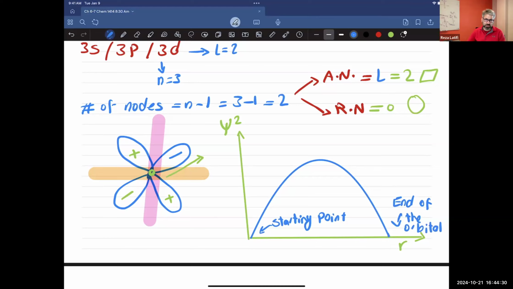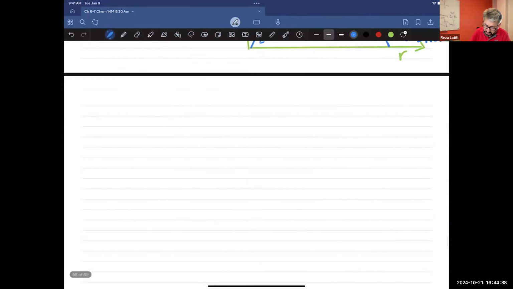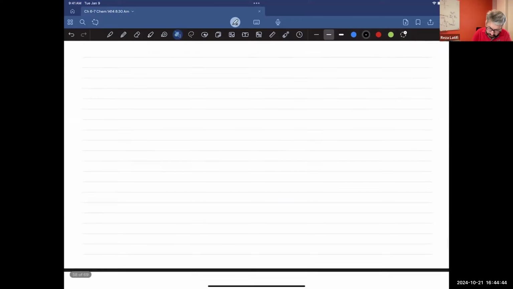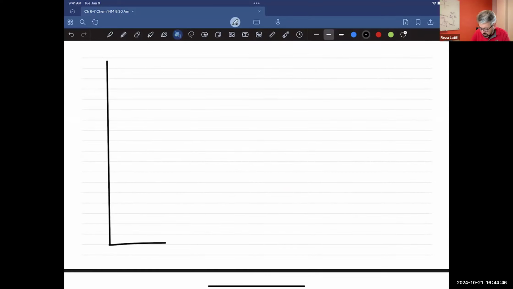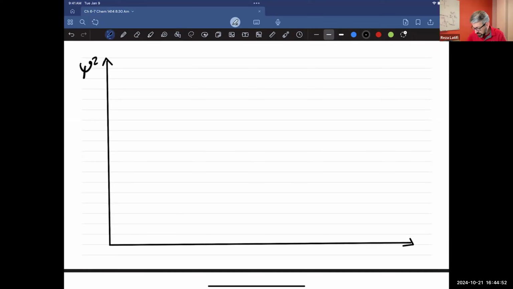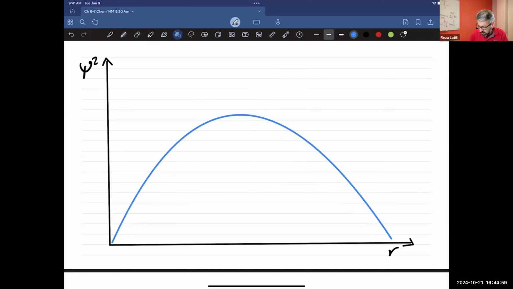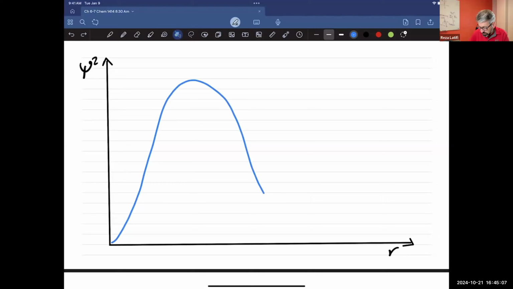So we don't have an angular node. Now this is going to be the radial distribution graph for the 3d orbital. If you show the radial distribution graph for the p and s orbitals, you will get this. I'm going to put them on top of each other. So we have the probability of finding an electron versus distance from the nucleus. This is going to be the 3d orbital. The 3d orbital does not have any radial nodes, so we get this one.